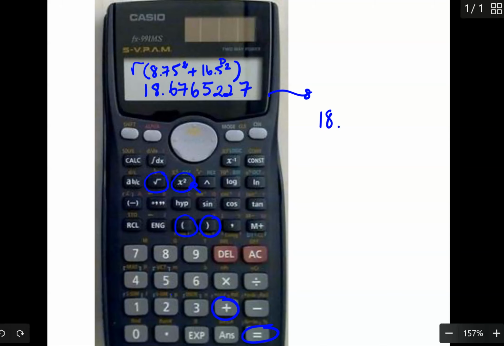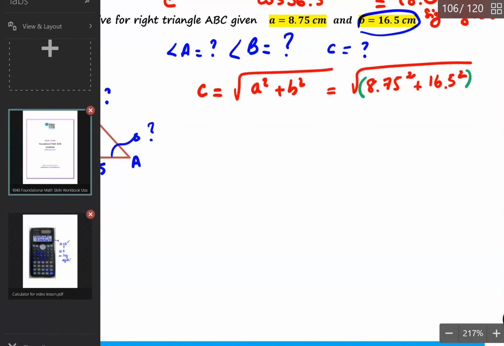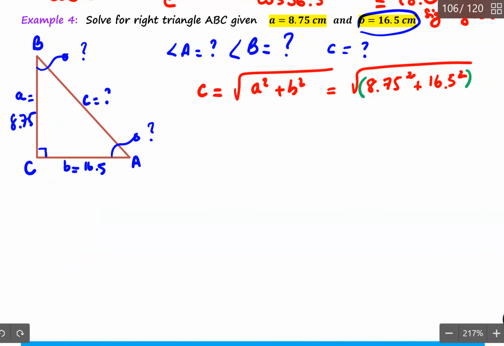So 18.67. I round this one, I look at this one, so I should have 18.7 as 3 significant digits. So I will write this as C will be equal to 18.7 centimeters in 3 significant digits. Now, solving for A.